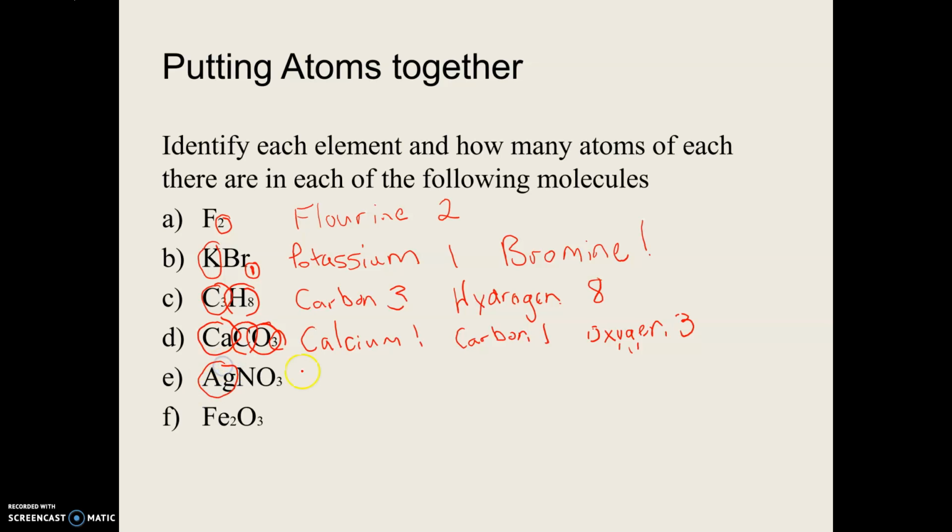Now, the Ag, if you look on your periodic table, is silver. Okay, and I have 1. I have nitrogen, which has 1, and I have oxygen, which has 3. Okay, now I'm going to look here. I have iron, which has 2, and oxygen, which has 3.